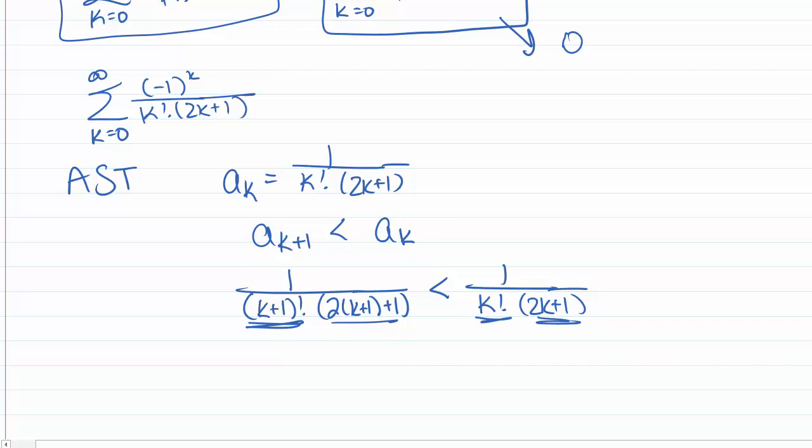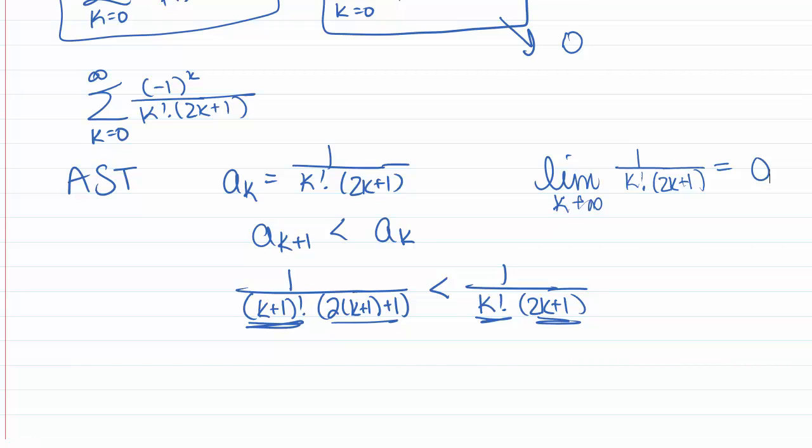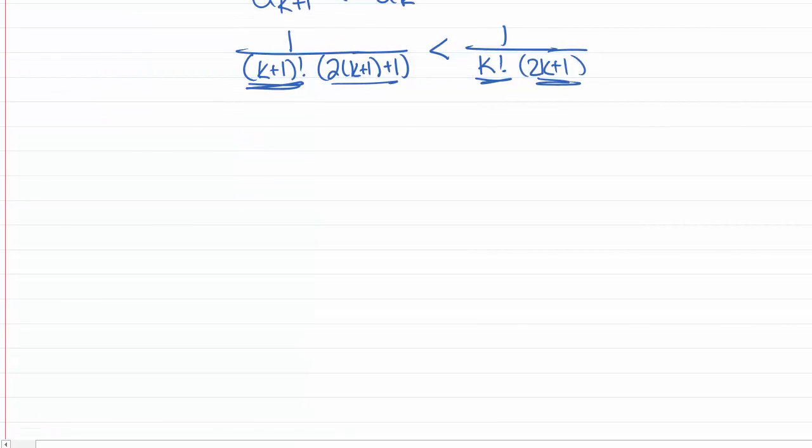So yeah, it is non-increasing, and if we look at the limit as k goes to infinity of the a sub k's, we can see the bottom goes to infinity, top is constant, so this is 0. So it converges by the alternating series test. And in fact, what's more than that, remember we have a remainder bound for the alternating series.